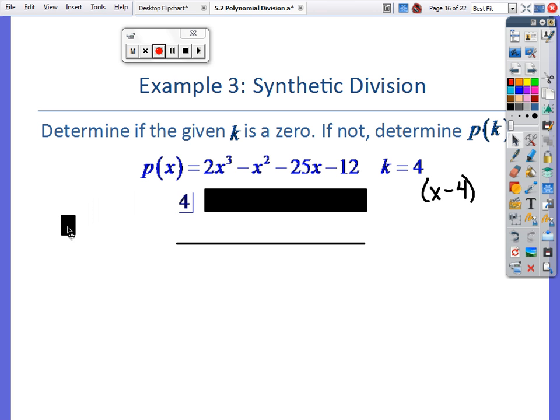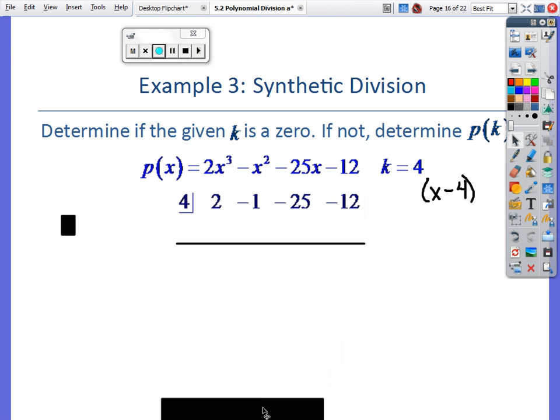Now we do coefficients, not missing any. 3, 2, 1, 0. Got them all. 2, -1, -25, -12 is where we're at. Now the pattern. Our pattern is going to go: drop the first one, multiply, add, multiply, add, multiply, add. So 4 times 2 is 8, add it. So we end up getting 7. Then 4 times 7, which is 28. So I get 3. Then 4 times 3, which is 12. And look what we get.